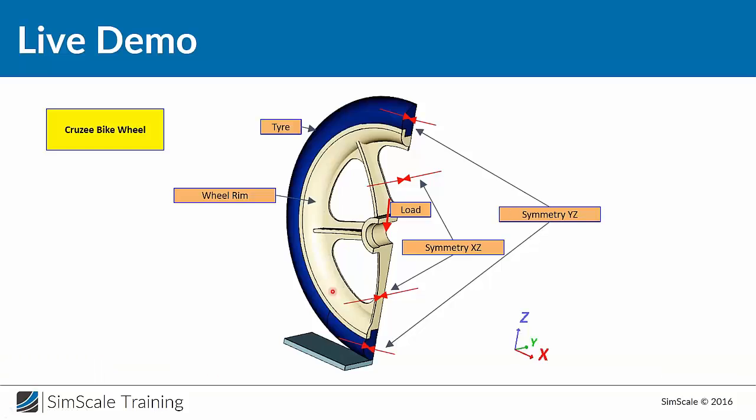And here you can see basically what we want to simulate. This is a bike wheel, from these children's bikes, and we want to simulate what happens under static load. First of all, we simplify our problem. Last session I talked about how to simplify your model, and a very big advantage you should try to use is to use symmetries.